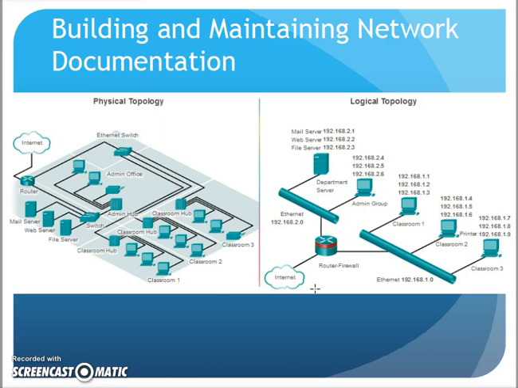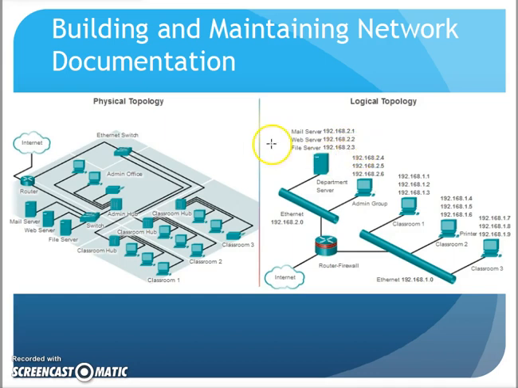Typically, I might have a couple of different styles of maps for my network. The one on the left is a physical topology. This shows physically what is connected to what. It might even go down so far as to say this is port 22, this is port 23, this is port 24, but physically show me what is connecting where.